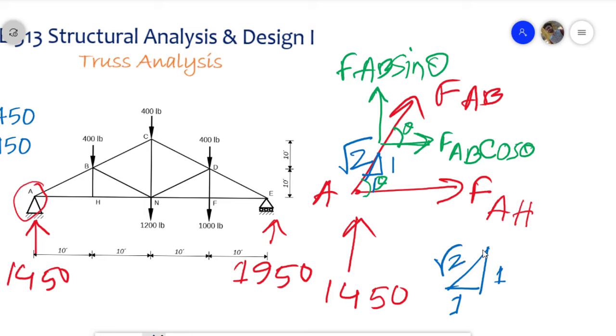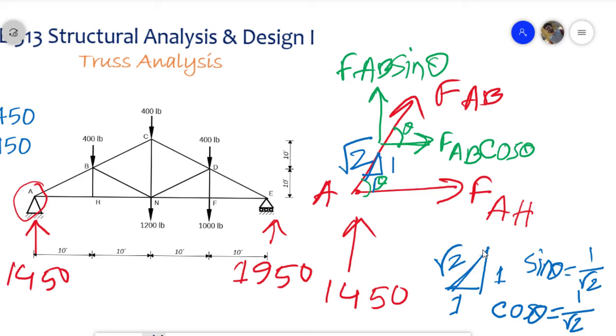Now from this triangle you can see perpendicular 1, base 1 and hypotenuse equal to root 2, we can write cos theta. What is cos theta? Cos theta is base divided by hypotenuse, that is 1 by root 2. And what is sin theta? Sin theta is equal to perpendicular divided by hypotenuse, that is 1 by root 2. So we can write the magnitude of cos theta as 1 by root 2, and the same thing for sin theta is equal to 1 by root 2.